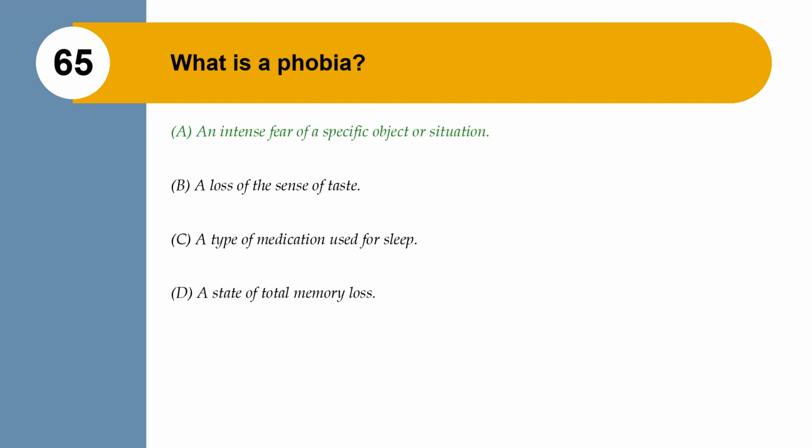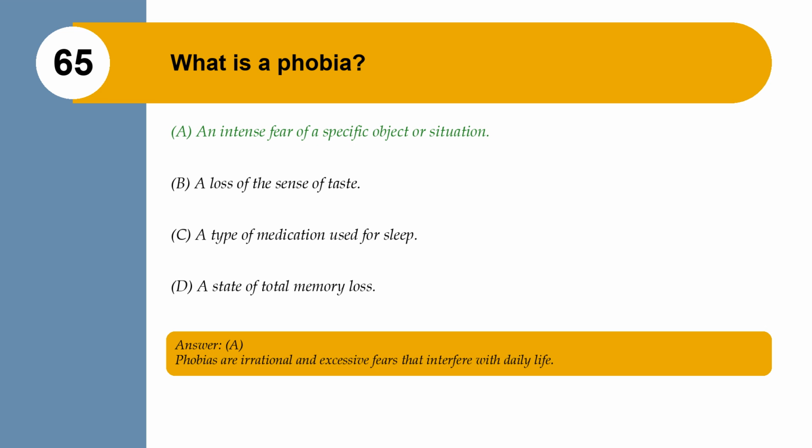The correct answer is option A, an intense fear of a specific object or situation. Explanation: phobias are irrational and excessive fears that interfere with daily life.